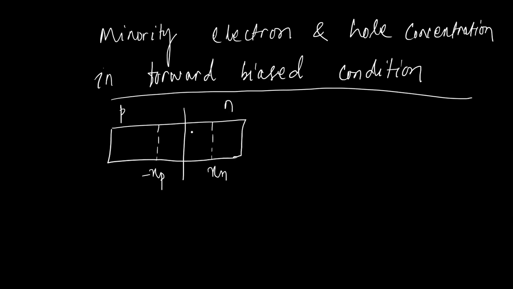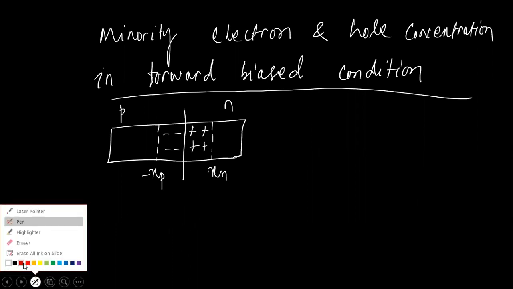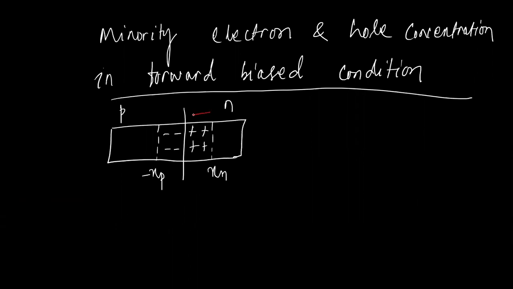In the N region, you get the positive space charge region, plus plus here, and the negative space charge region in the P region. So the electric field is induced, created here in the space charge region, right? This is the electric field created in the space charge region, directed from positive to negative.